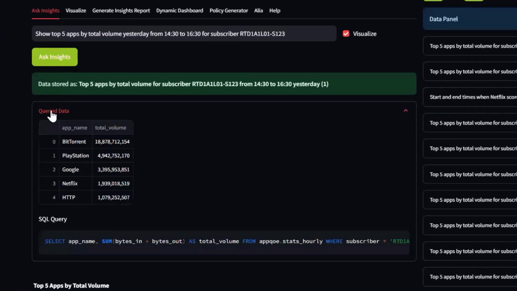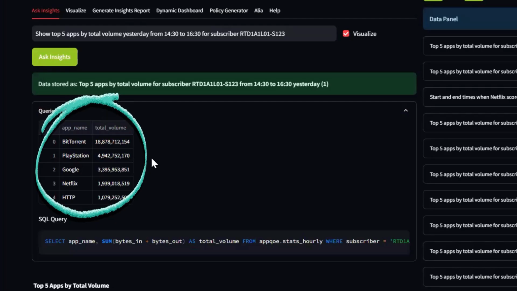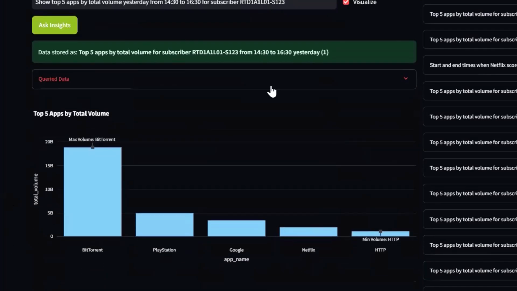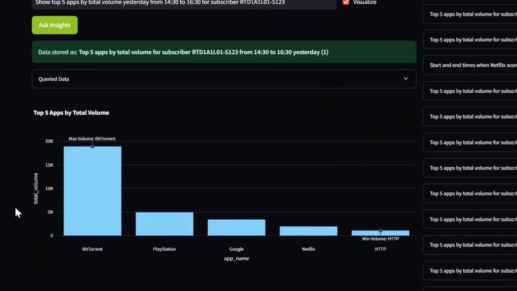We can see that they're trying to run BitTorrent, PlayStation, Google, Netflix, all simultaneously, and all of those are extremely bandwidth-hungry applications. Unless they have a very high speed plan, there's a good chance they're going to have congestion, which was what we saw with Ops Insights, that it did diagnose that. And of course we can see those in a bar chart, so we can look at the tooltips and see what the volume was across those.